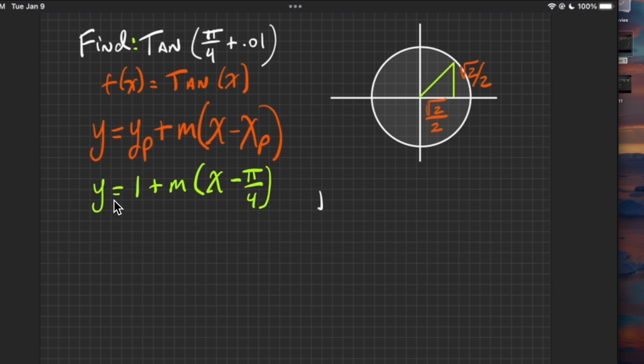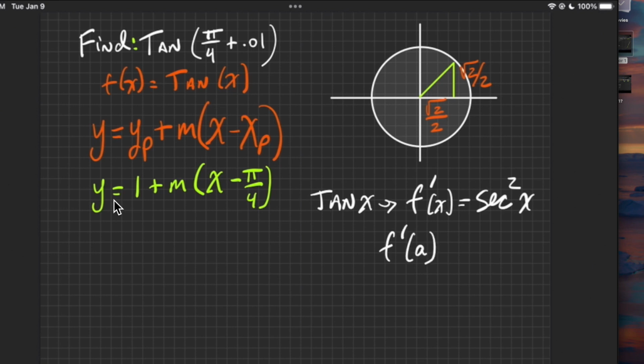If our function is tangent of x, then f prime of x equals secant squared x. We want f prime of a, so we want secant squared of pi over 4. So let's talk about the secant of pi over 4.